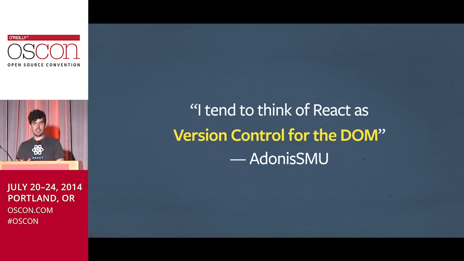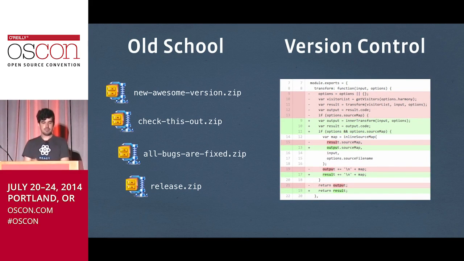And in order to implement it, we need to look at another concept. One guy called Adonis on Stack Exchange had a very interesting quote where he said, I tend to think of React as version control for the DOM. And what he meant by that is, before, in the old school way of programming, if you wanted to send something to your code to someone, you would create a zip file, send him. If you made a change, you would create another zip file and send him. And not only was it really wasteful, but it was really cumbersome.